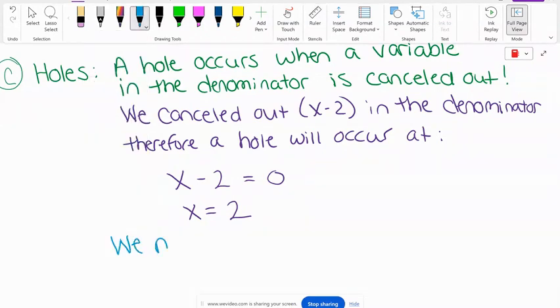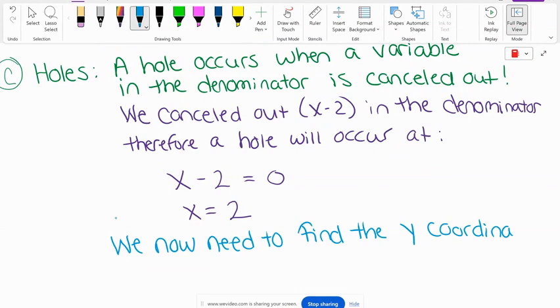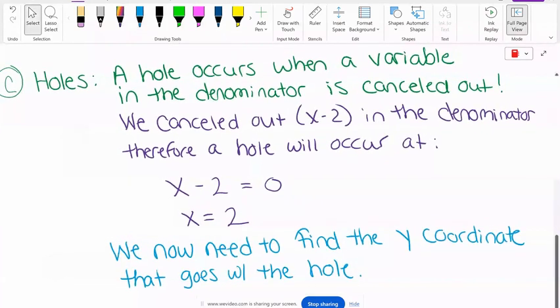We now need to find the y coordinate that goes with the hole. So write this down and then I'll show you.